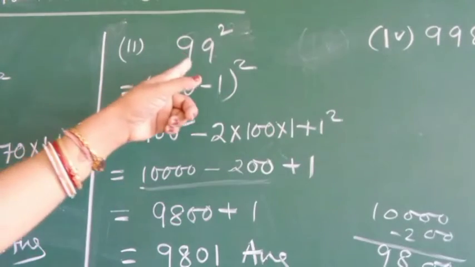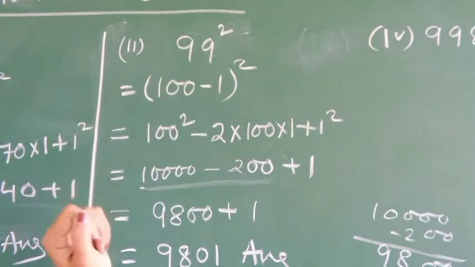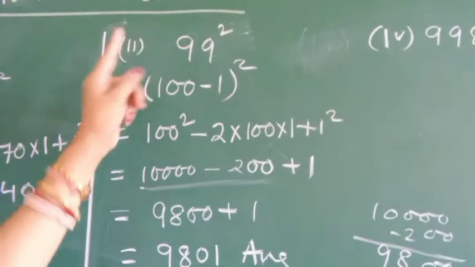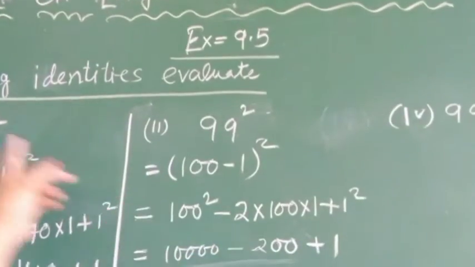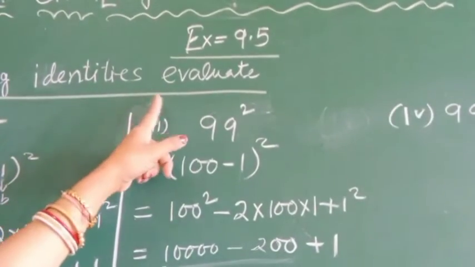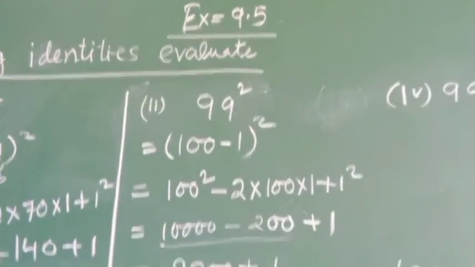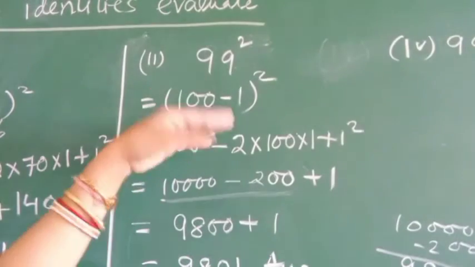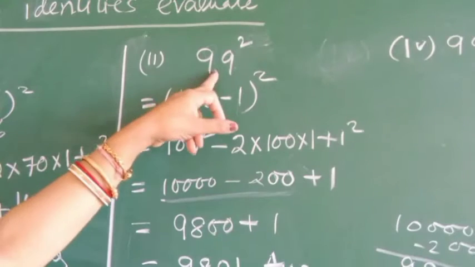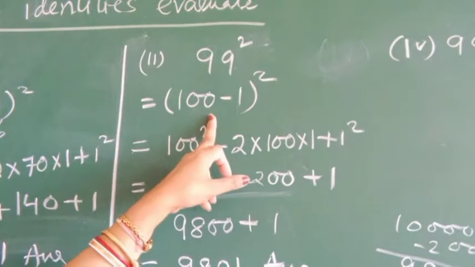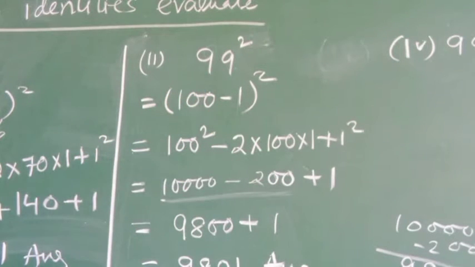We can get this answer by doing 99 into 99 also. But as the question says using identities, evaluate, you have to use identities here, and we have to find out which identity will be applicable for this number. Okay, next.